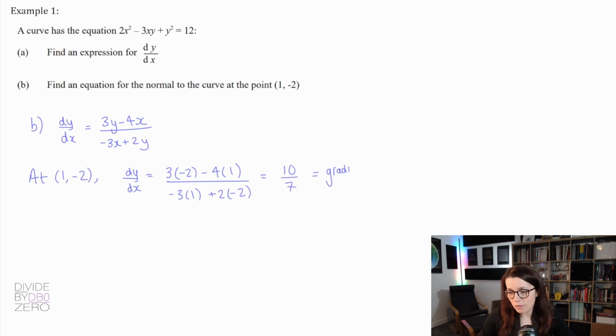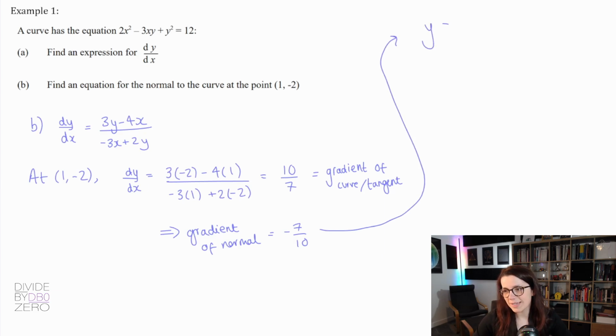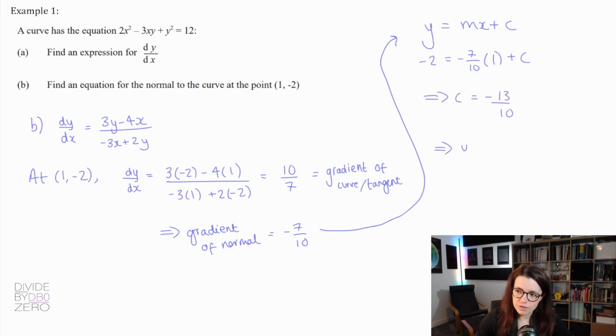And that would be the gradient of the curve or the tangent at that point. That means that the gradient of the normal will be the negative reciprocal. That would be minus 7 over 10. We take that gradient and we substitute it into y equals mx plus c or something similar. And we get this. Means c is negative 13 over 10. So your full equation of the normal is y equals minus 7 over 10 x minus 13 over 10. And that's it.